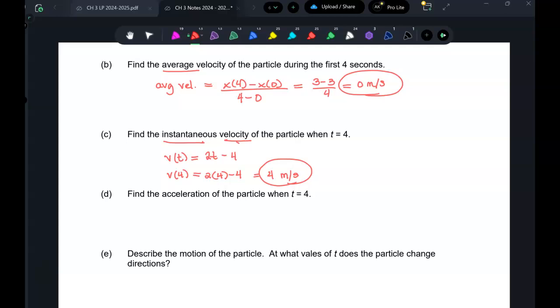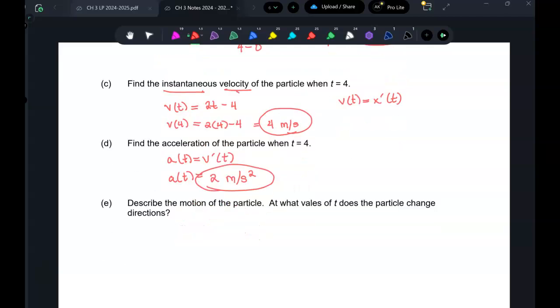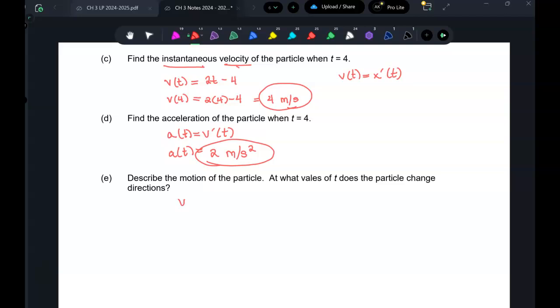Wouldn't it be the acceleration? No, so v of t is x prime of t, so v already implies that you're taking the derivative. Acceleration is going to be v prime of t. So that's just going to be 2 meters per second per second. And then the last thing, really easy peasy, velocity is 2t minus 4.